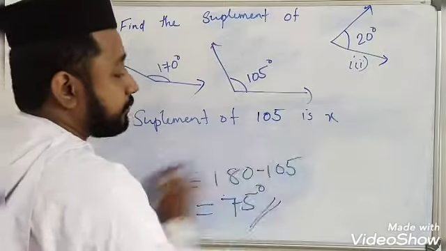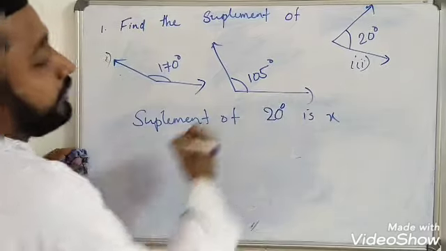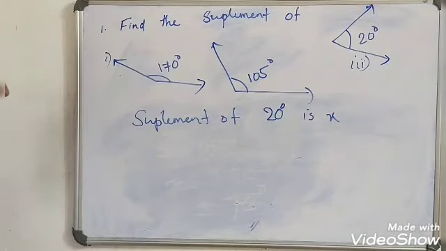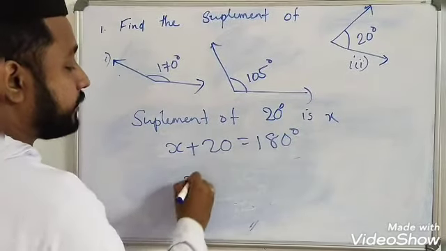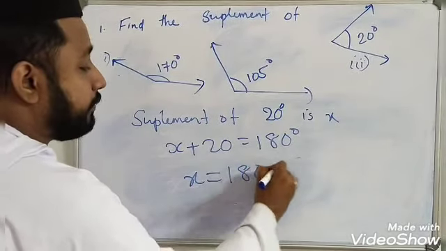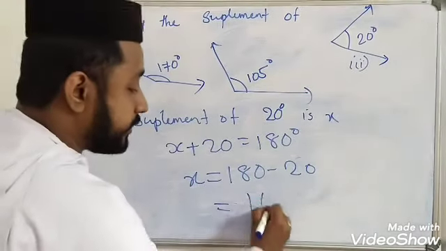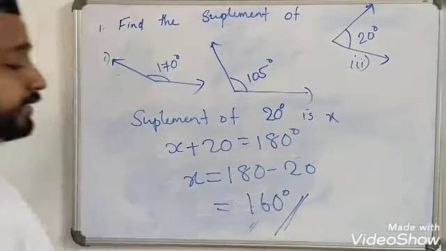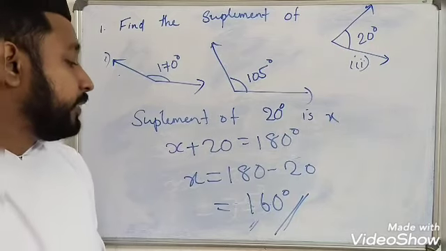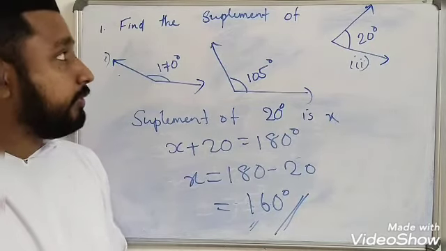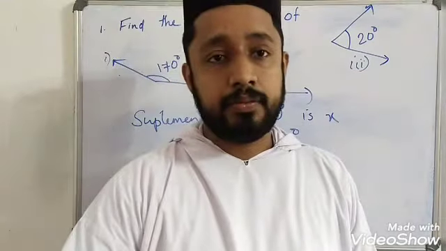Third question, supplement of 20 degrees. We take the supplement of 20 degrees as x, so x plus 20 is equal to 180 degrees. X is equal to 180 minus 20, which is 160. So the supplement of 20 degrees is 160 degrees. So we can easily find the complement and the supplement of different angles.